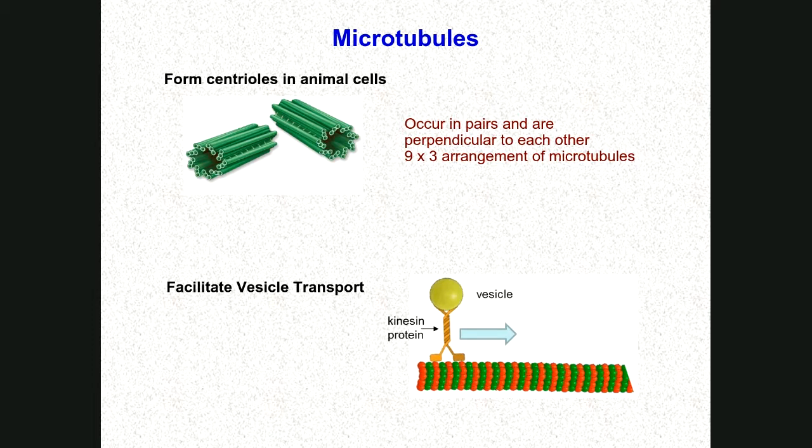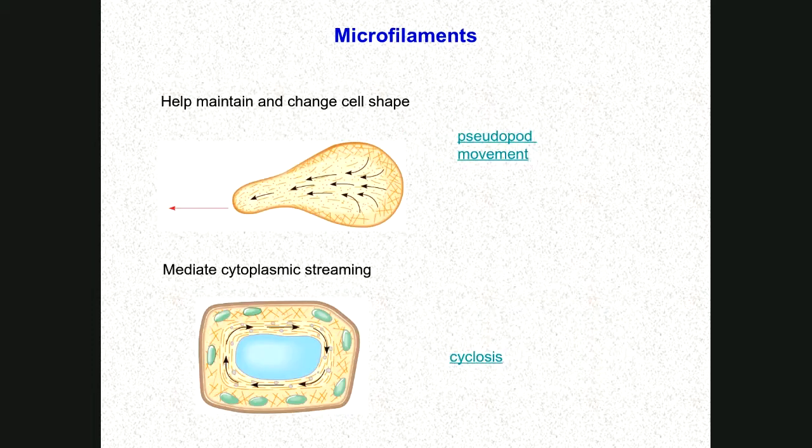All right, microfilaments, as I said, help maintain and change the cell shape, like in pseudopod movement. Pseudopod movement is a movement that some cells do. The cell is still attached to a support, and you move without going away from the support. It's still attached. It's just like it is attached to one side and then it reaches to the other side. That's a pseudopod movement.